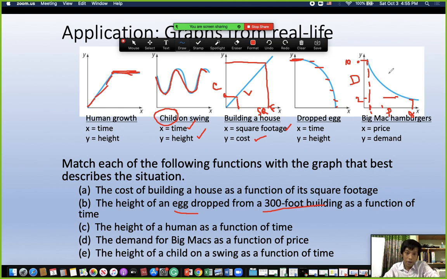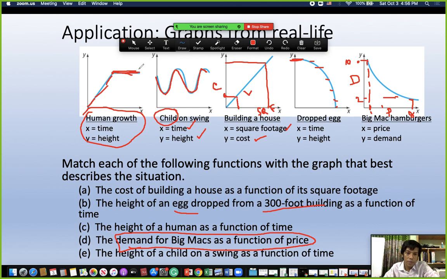I know this is especially for quiz preparation, so you may ask, sir, what type of question may come? Suppose this kind of graph, or a similar graph, comes, then you have to match it. For example, the demand of a Big Mac, this burger question, demand and price. We can ask which graph here matches demand and price?